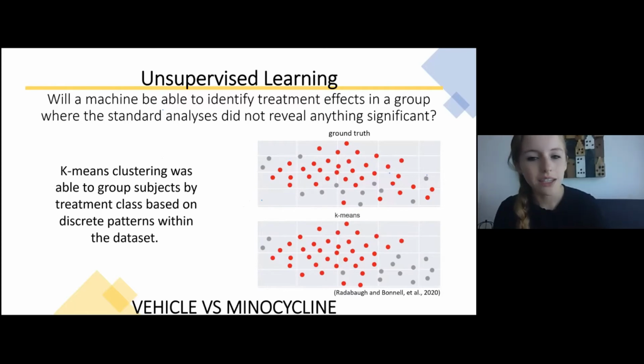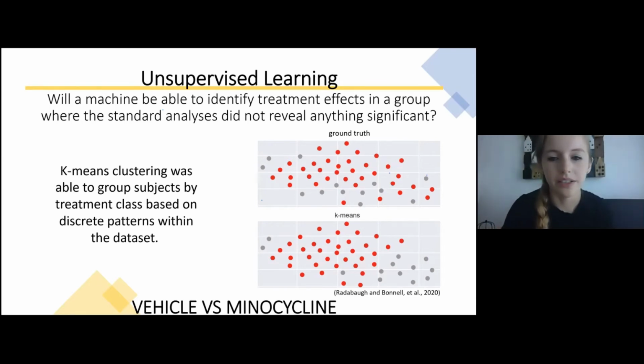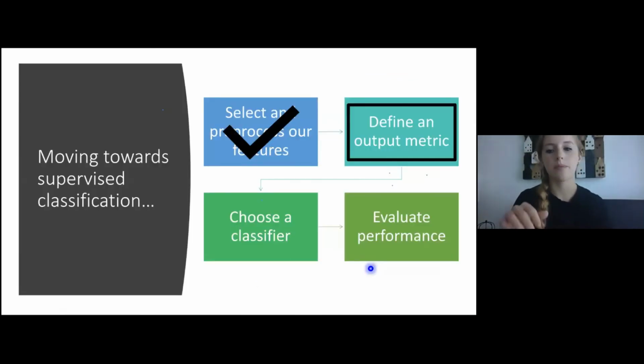Now, with minocycline in red and vehicle in gray, we actually found this to be the case. And while it's far from perfect and some of the subjects were misidentified, we were confident the machine was uncovering treatment effects that were missed by the initial analyses, and that supervised learning classifiers may drive or discover further insights from these data.